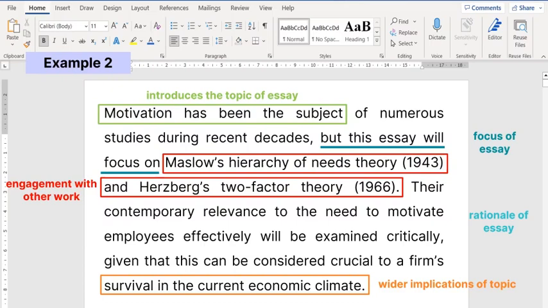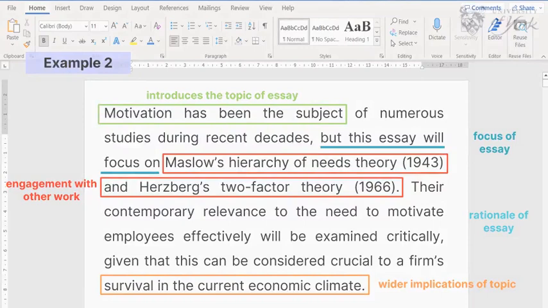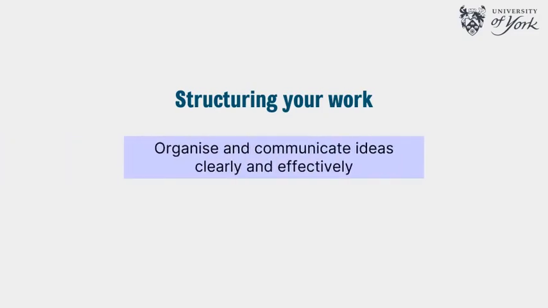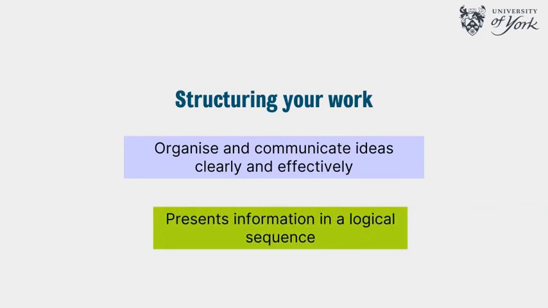Now that we know how to write in an engaging, critical, and clear academic style, let's look at how you can go about structuring your work. Structure is an essential feature of university academic writing because it provides a framework that helps to organize and communicate ideas clearly and effectively. A well-structured piece of work presents information in a logical sequence, making it easier for the reader to understand the arguments being made.